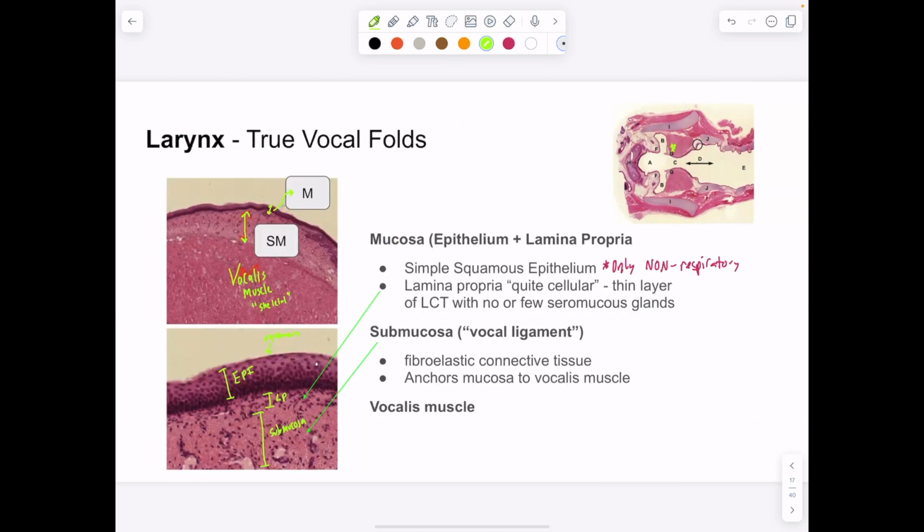All right, so larynx, the true vocal cords, so now we're located right here. This is the one exception, the non-respiratory section, other than our olfactory region of the nasal cavity. This is going to be simple squamous epithelium. Excuse me, this is a typo. This should be stratified squamous, as we can see here. This is in fact stratified.